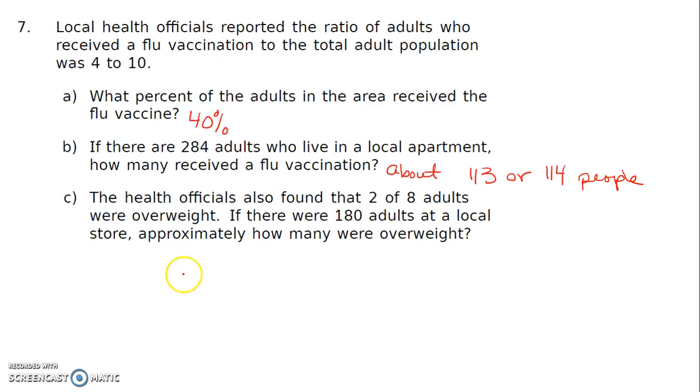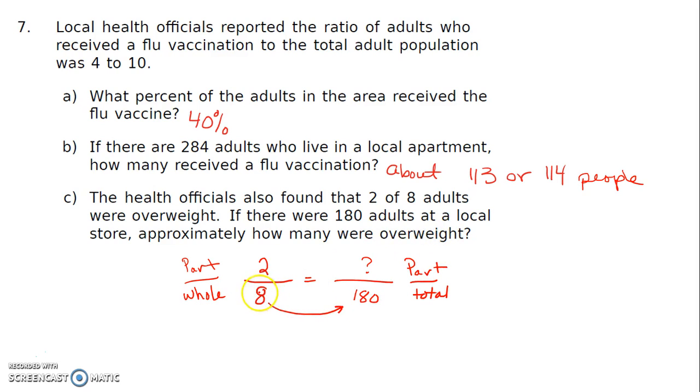Okay. So again, we could look at part out of whole or total. Part out of total. 2 out of every 8 are overweight. If 2 out of every 8 are overweight, how many out of the total of 180 would be overweight? So again, we'd have to figure out how to get from 8 to 180. So I could do 180 divided by 8.